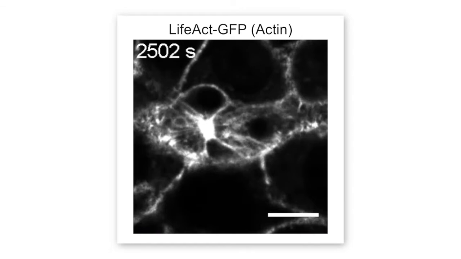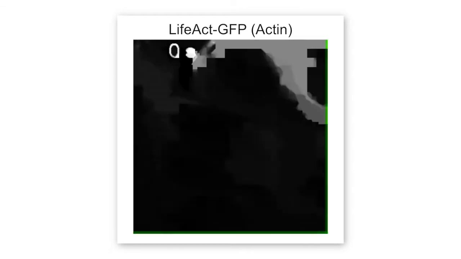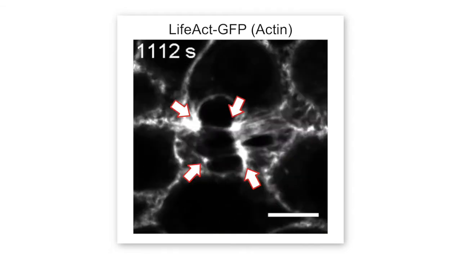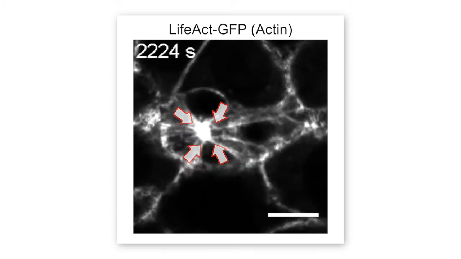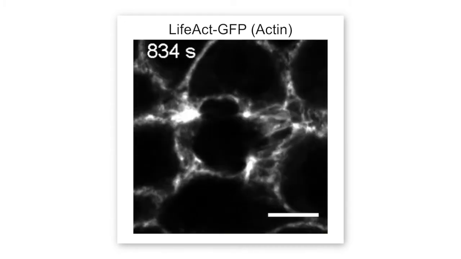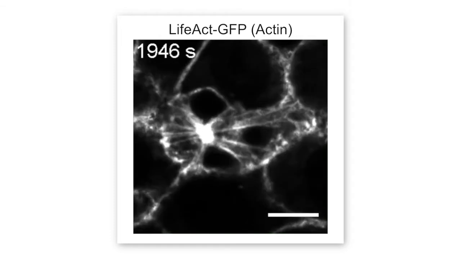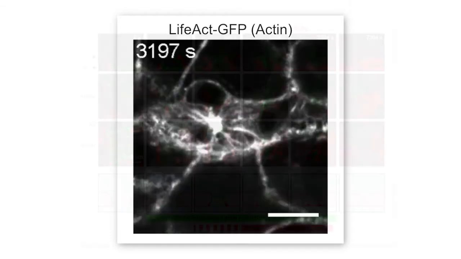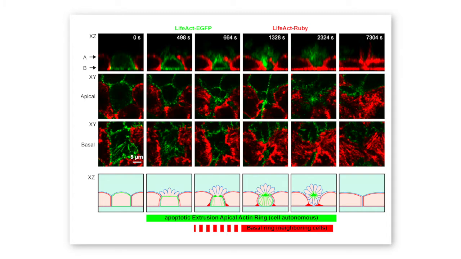And importantly, this ring is associated to multiple actin bundles that converge into it. And it is a highly dynamic structure in which we can clearly see a flow of actin coming from the outside into the ring itself. This apical actin ring forms before the neighbouring cells assemble a ring around the base of the apoptotic cell.